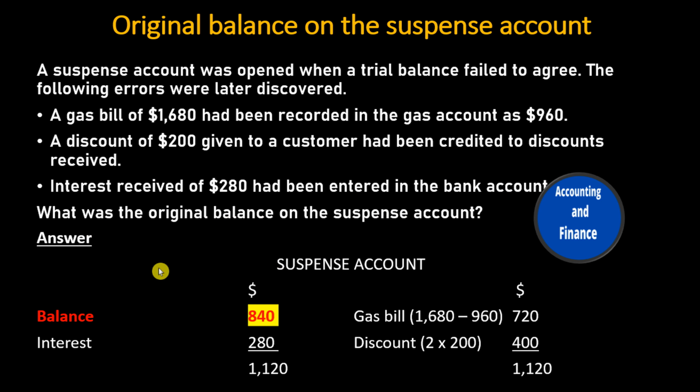Balance $840. Interest $280. Total $1,120. Gas bill $1,680 minus $960, $720. Discount 2 times 200, $400. Total $1,120.